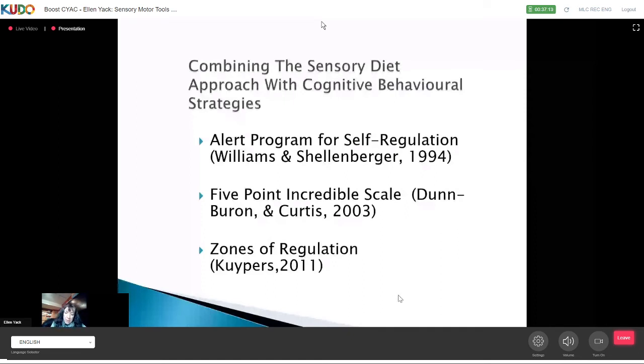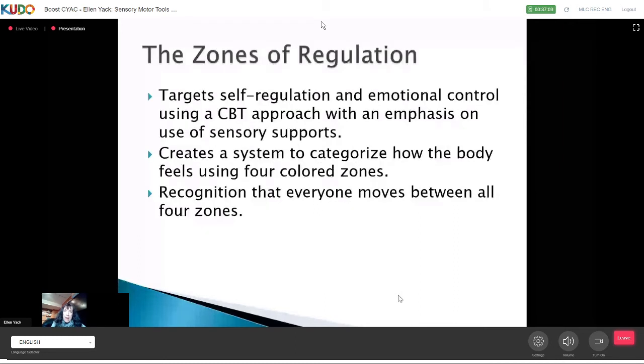I'm going to spend a little bit more time talking about the Zones of Regulation, because that's being more commonly used now. In the Toronto Board of Education and Simcoe Board of Education, it's been identified as a curriculum that needs to be introduced in JK and SK.